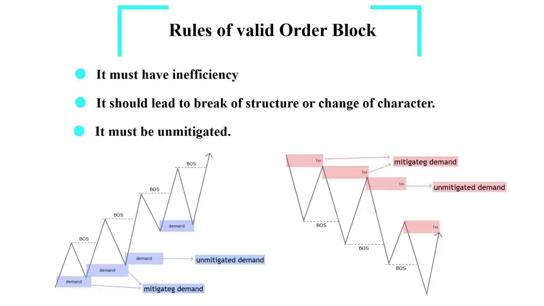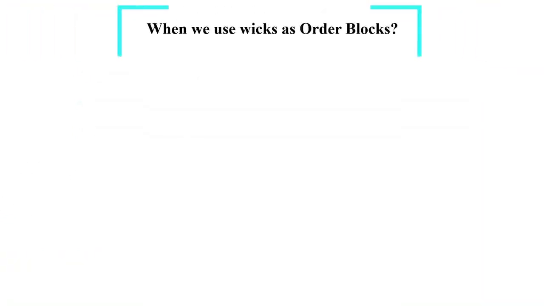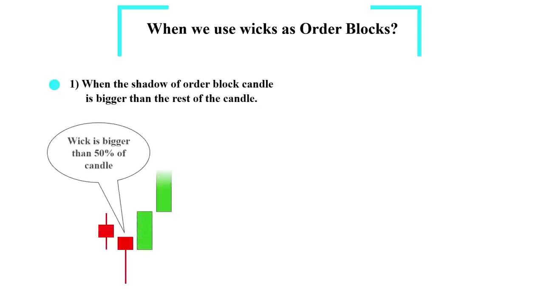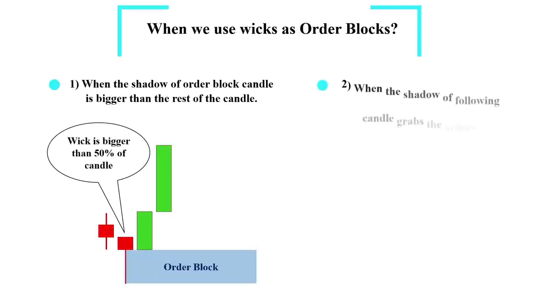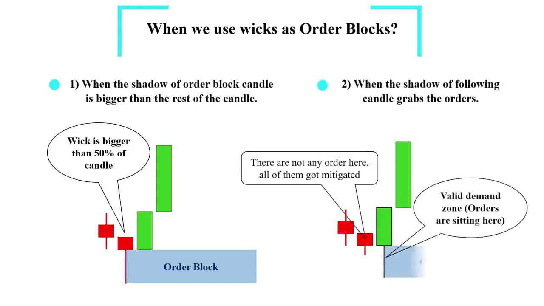Here is an important point. In 2 conditions, we use wicks as order blocks. First, when the shadow of the order block candle is bigger than the rest of the candle. Second, when the shadow of the following candle grabs the orders.